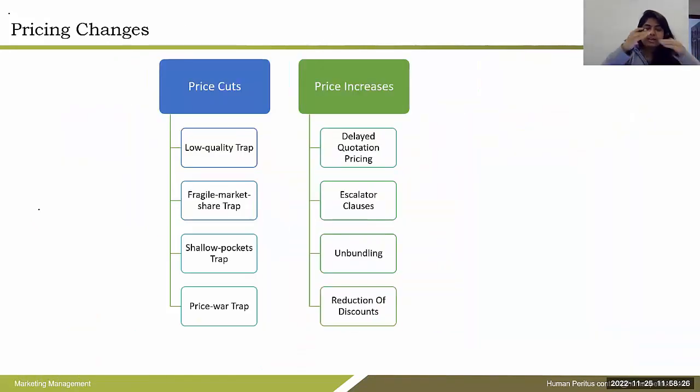Now, we are doing the price cuts. There are 4 traps, as you can see on the screen right now. The first is the low quality trap. Every time a lower price is equated to low quality. You will try and reduce the price: no, instead of 100, give me at 50. If he's giving it to you at 50, he'll give you 50 ki quality also.